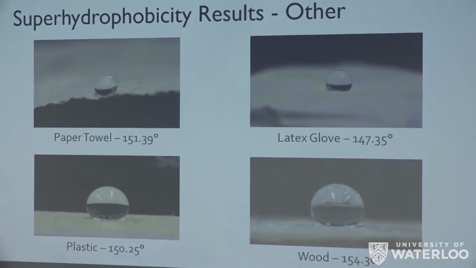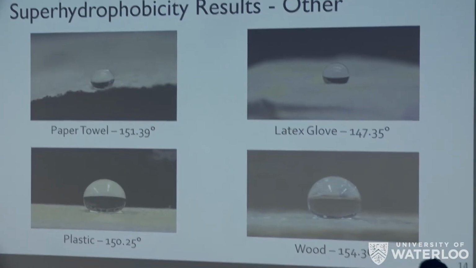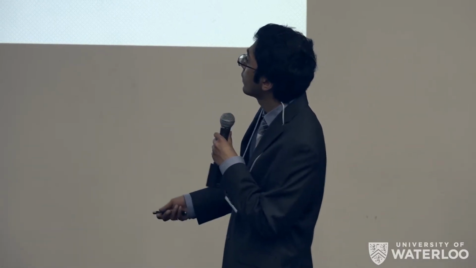Now, we were also successful in transforming other surfaces into superhydrophobic platforms as well. You can see we transformed paper towel, latex glove, plastic, and wood into superhydrophobic surfaces. Now, in healthcare settings, common areas of bacterial contamination include the gowns worn by healthcare workers and bed sheets. That's why we decided to test our coating on cotton. As you can see here, we were successful.